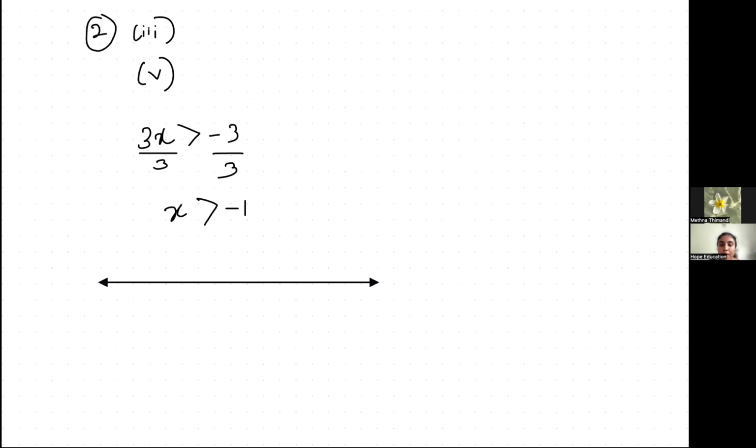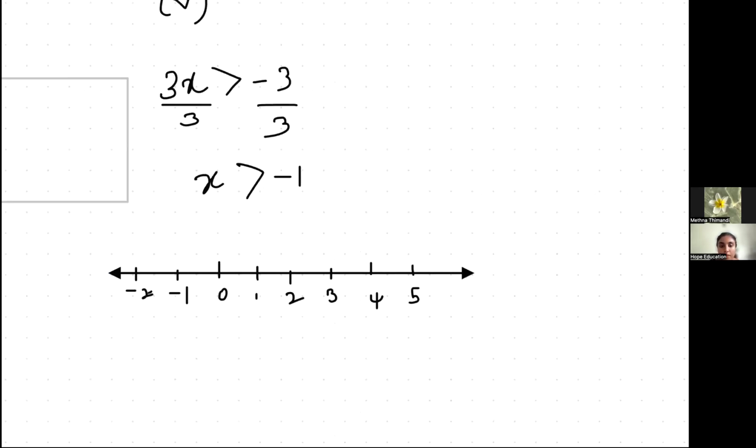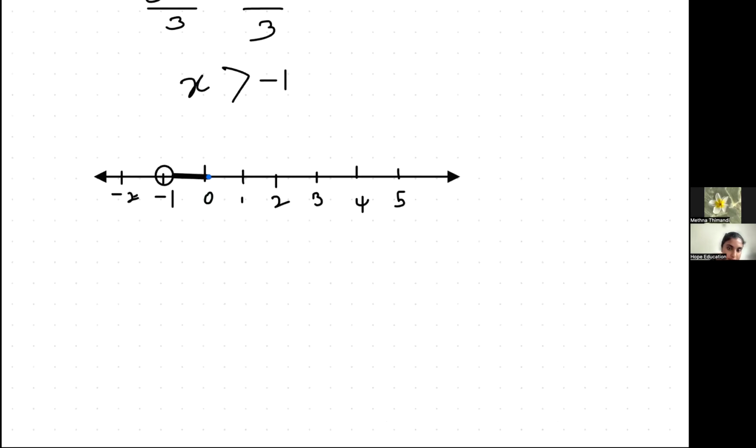X is greater than minus 1, so we mark minus 2, minus 1, 0, 1, 2, 3, 4, 5. Now this is just greater than, not greater than or equal to, right? So here at minus 1 I draw an empty circle, and then like this. Is this how you did it, Metna?